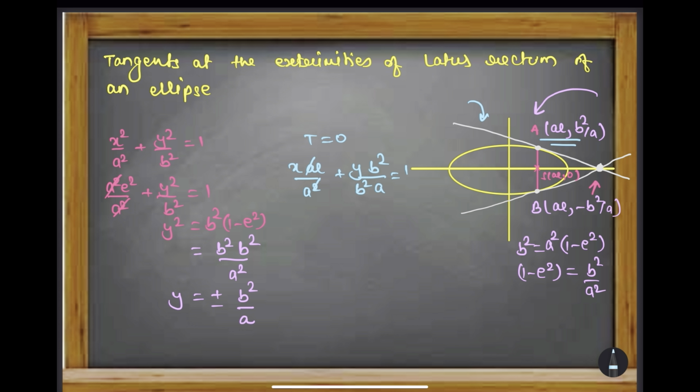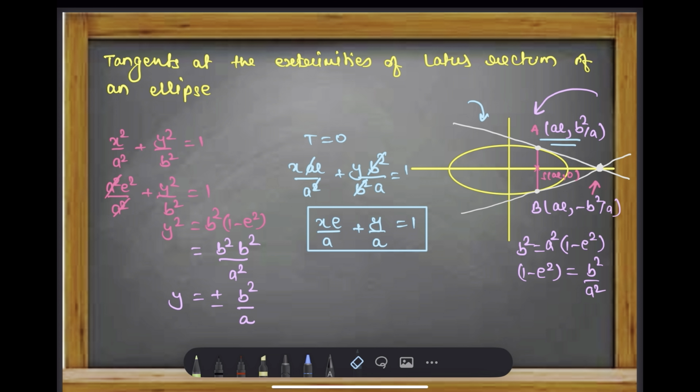Now you can play fruit ninja. e square, a square gone, b square gone. You know that it will intersect at the x-axis, so can I say that the y coordinate will be 0? Correct? So if you are not comfortable, I'll write again. So we got x e by a plus y by a equals 1. So we got our first equation, tangent 1.